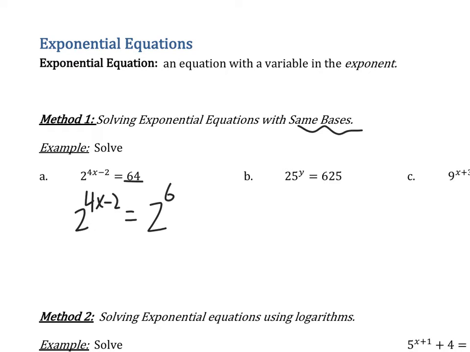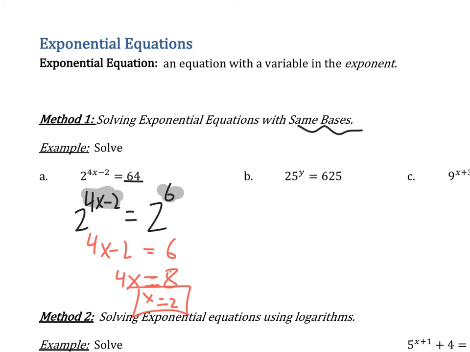Since we can write that as 2 to the 6th power, that means these exponents have to be the same. So 4x minus 2 has to be equal to 6. Now, just looking at the exponents, that is a fairly straightforward equation to solve. Add 2 to both sides and divide by 4. x is 2.